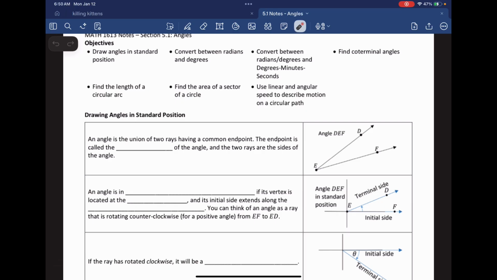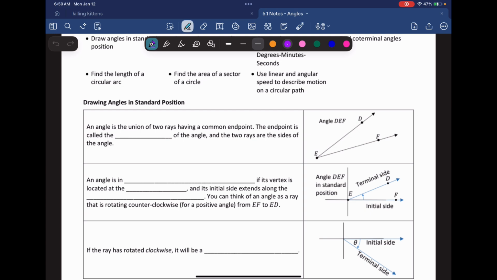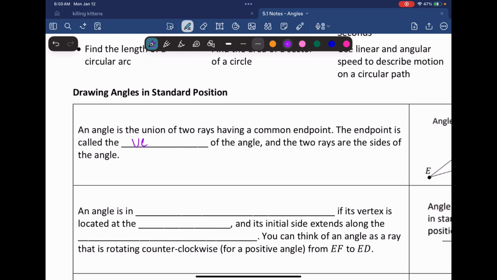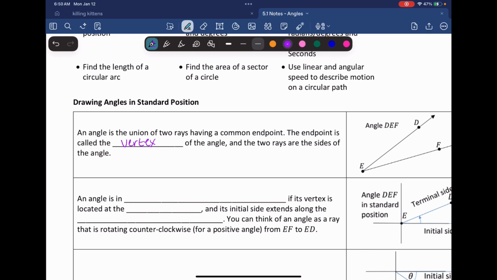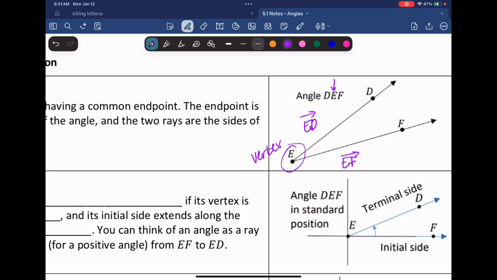So, definition of an angle. An angle is the union of two rays having a common endpoint. That endpoint, that's called the vertex. The two rays are the sides of the angle. So that means E is my vertex, and ray ED and EF are the sides. Now, whenever you name an angle, the vertex is always the middle point.